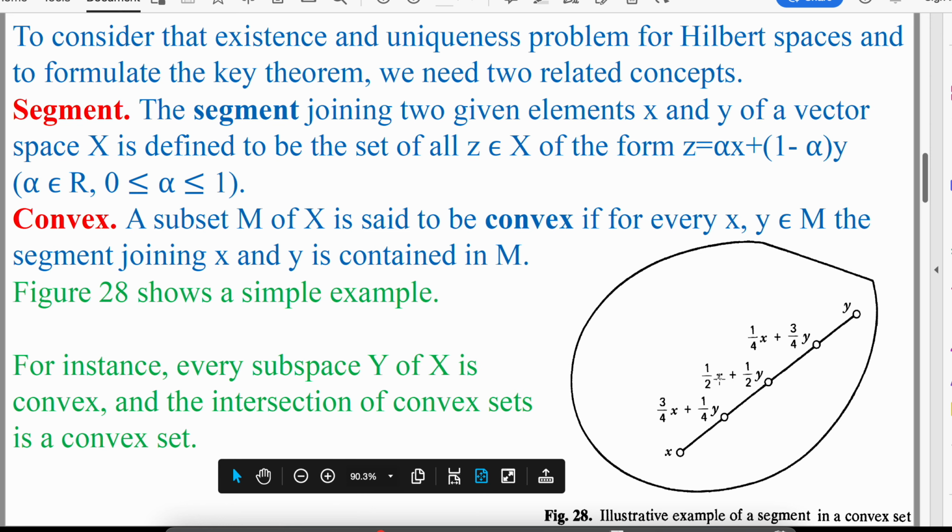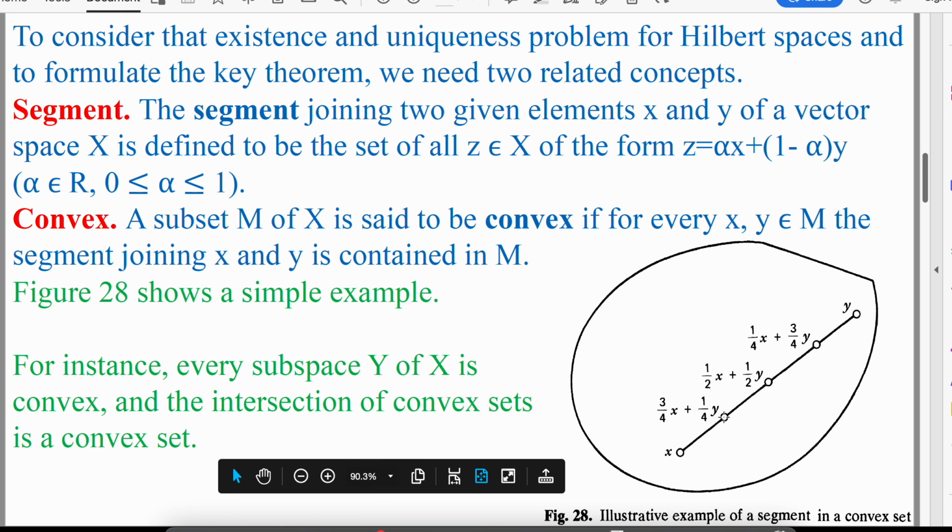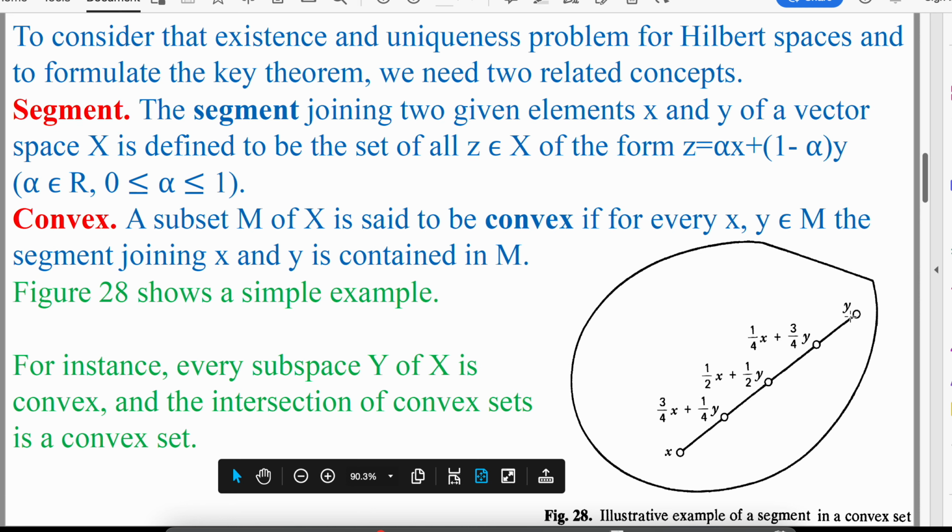This may be one z, or alpha equal to 1 upon 2, 1 minus alpha 1 upon 2, this may be one z, and alpha equal to 1 upon 4, 1 minus alpha equal to 3 upon 4. So these points are of the form alpha x plus (1 minus alpha) y, where alpha lies between 0 and 1 and alpha is a real number. So the segment joining two elements x and y of a vector space X is defined to be the set of all z belonging to X of the form z equal to alpha x plus (1 minus alpha) y.